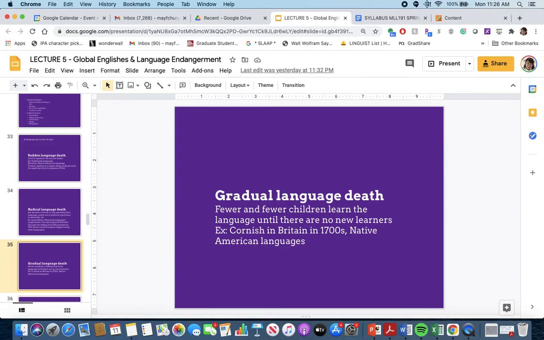Gradual language death happens when fewer and fewer children learn the language, because children are the torches, right? They hold the languages for the next generation. So Cornish was widely spoken in Britain in the 1700s. It's not spoken anymore. Again, lots of Native American languages, right? You'll see very few people who speak them natively. To give you an example from past lectures, the Cherokee, right? Fewer and fewer speakers, and we'll talk about how they're able to revitalize their language in just a little bit.